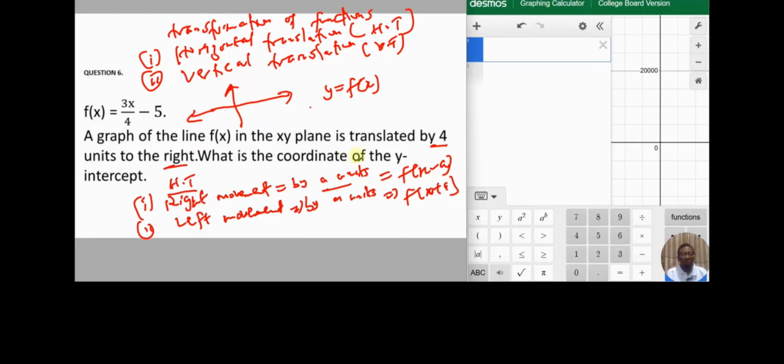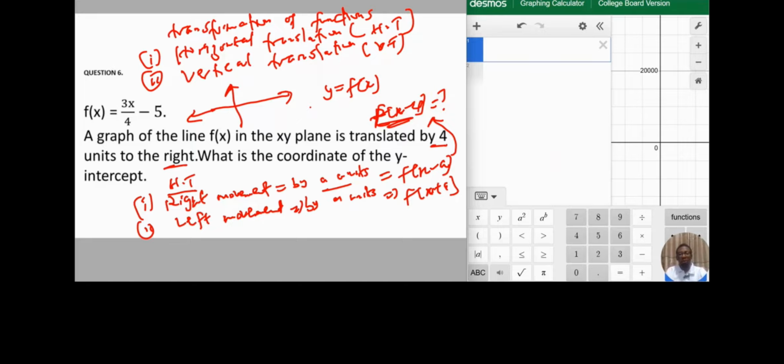That's translation. So in this question, we were told that the graph was translated by 4 units to the right. So f of x is 3x over 4 minus 5, and to translate to the right by 4 units actually means f of x minus 4. So this is what I'm looking for: f of x minus 4.